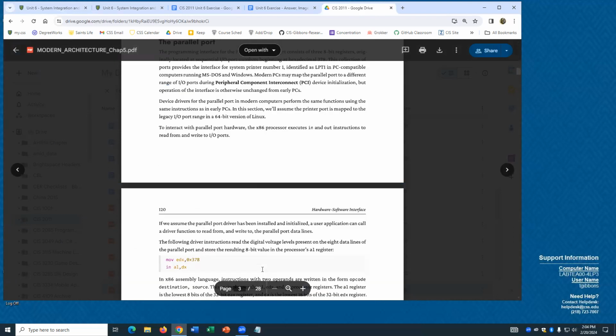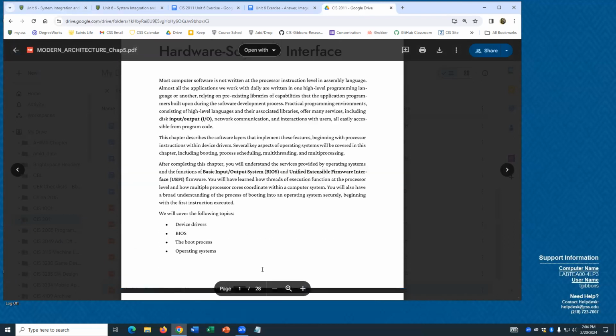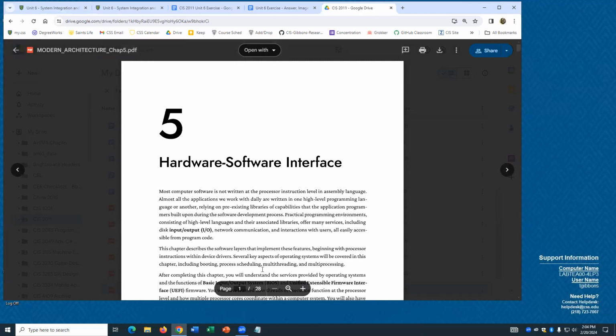Today's more the low-level stuff, like what has to be done to get the operating system up and running. And we're going to look at that in two ways. The textbook looks at it in the kind of old-fashioned desktop computer way. How do we boot up a computer? What's involved in the boot process? So we'll start looking at that here.